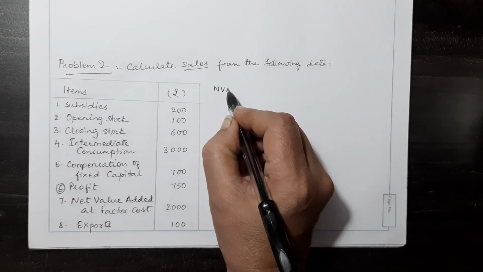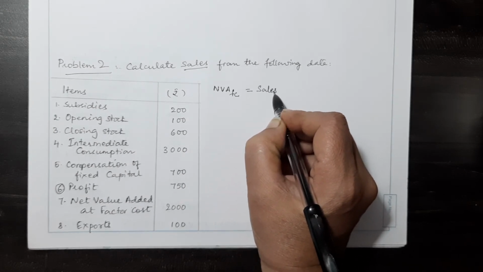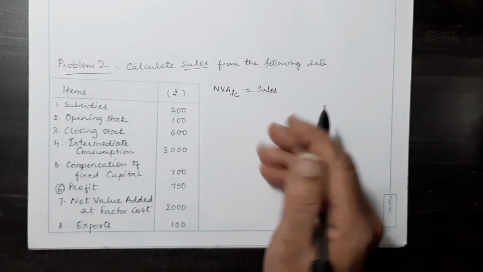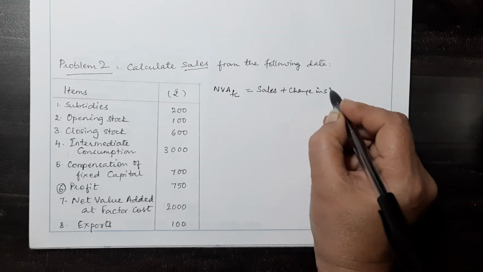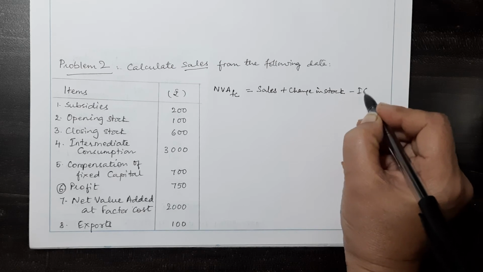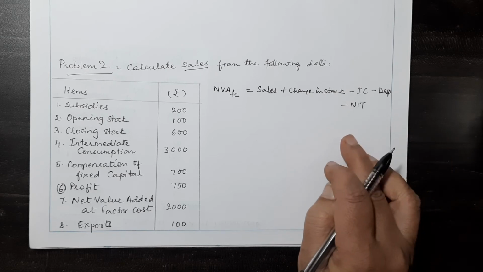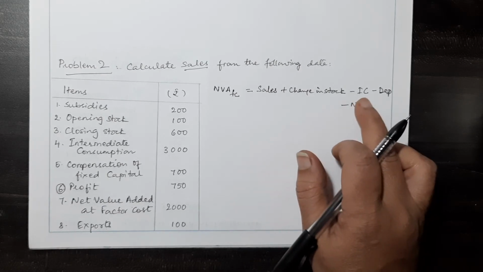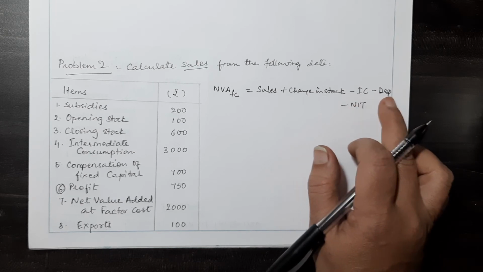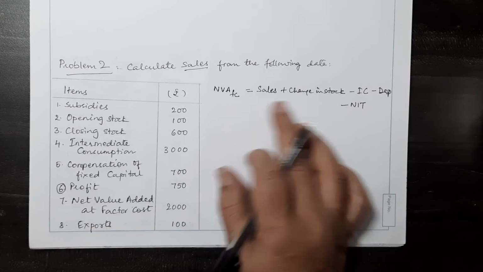So, NVA, net value added at factor cost, will be given by sales, because he is asking for sales, we have to begin from there, or by the general formula, sales plus change in stock minus intermediate consumption minus depreciation and minus net indirect taxes. Okay, sales and change in stock will give us value of the output, right? That is GVA minus intermediate consumption minus depreciation will give us the net value, and minus NIT will give us the factor cost. So, that is how we have to write.